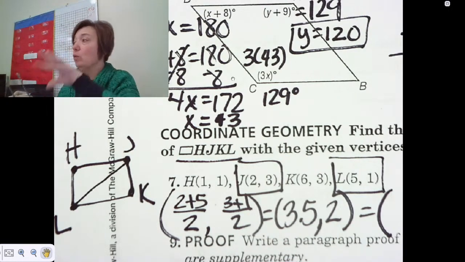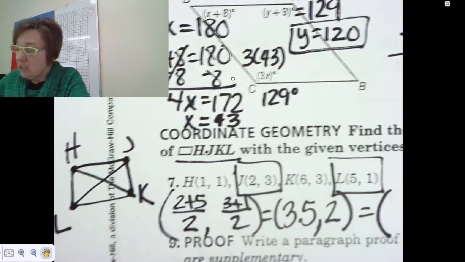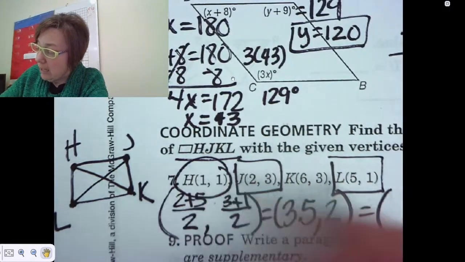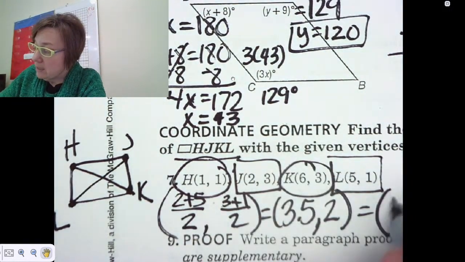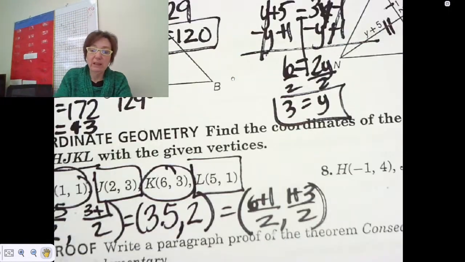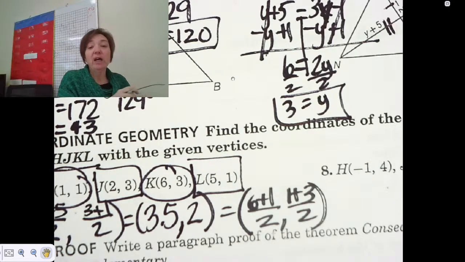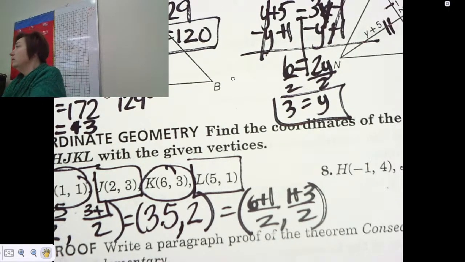That's not the only way we could do it. We could do it the other way too, right? Because the other diagonal is HK. So we could do H and K. So that would be 6 plus 1 divided by 2 and 1 plus 3 divided by 2. And what are we still going to get? We're still going to get the exact same thing because it is the midpoint of both of them, right? So it doesn't matter which one you find the midpoint of, you're going to find the same point.